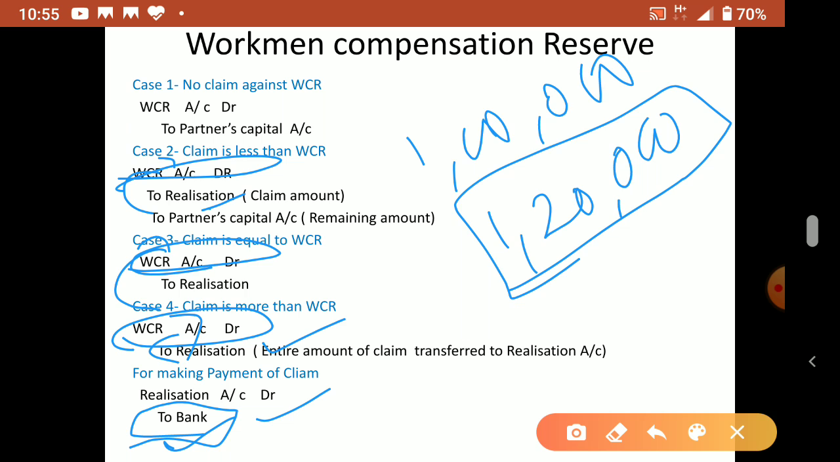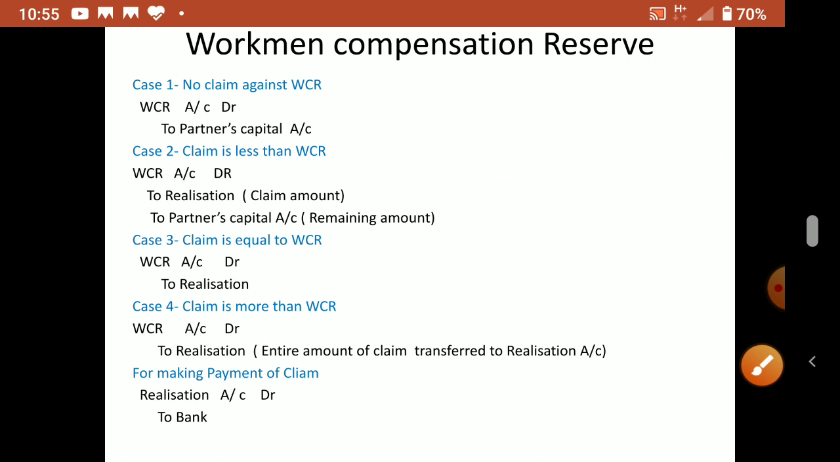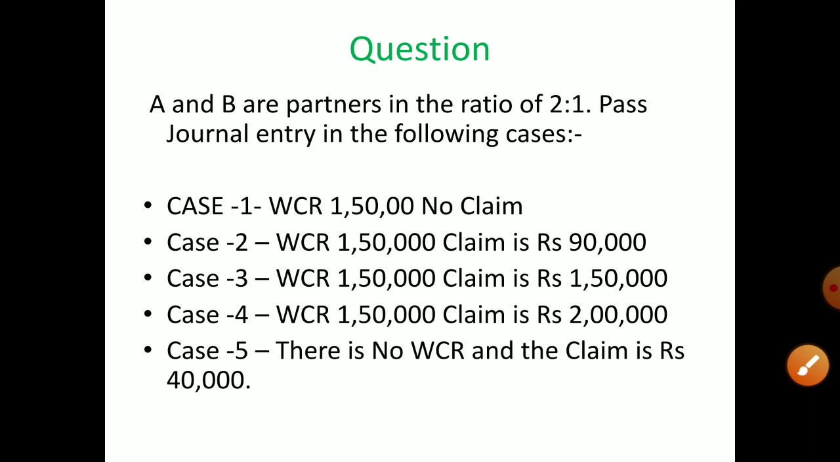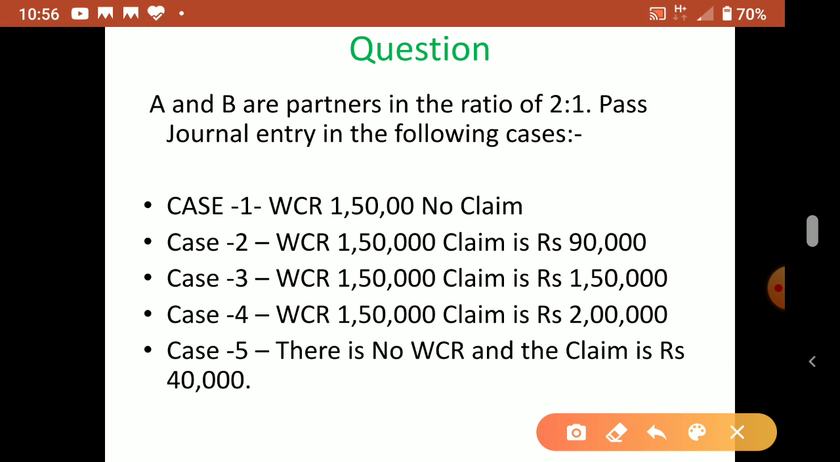Okay. So let's discuss one question. Okay, so here A and B are partners, ratio 2 is to 1. The following cases are given.